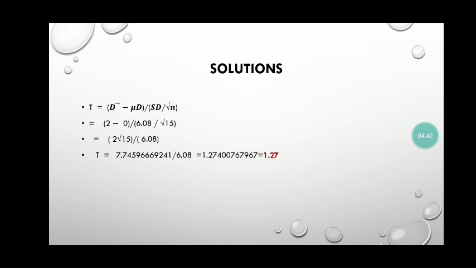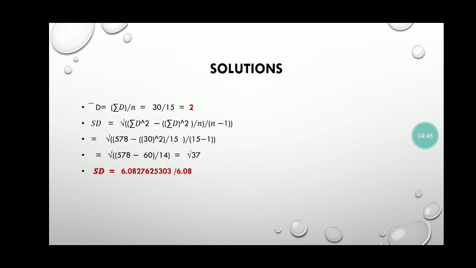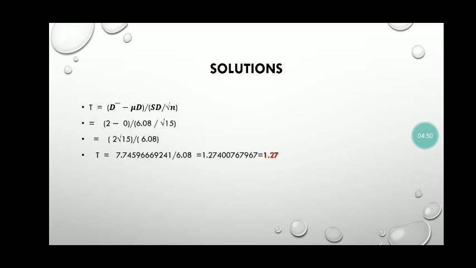Solution: t equals mean of d minus null over standard deviation divided by square root of n. What we got for the mean of d is 2. What we got for the SD, or standard deviation, is 6.08. So we divide: 2 minus 0 divided by 6.08 divided by square root of 15. We swap the positions of 0 and 15, so we have 2 square root of 15 divided by 6.08. T equals 7.7459666 divided by 6.08. That would be 1.27400767967, or 1.27. So this is our t computed.